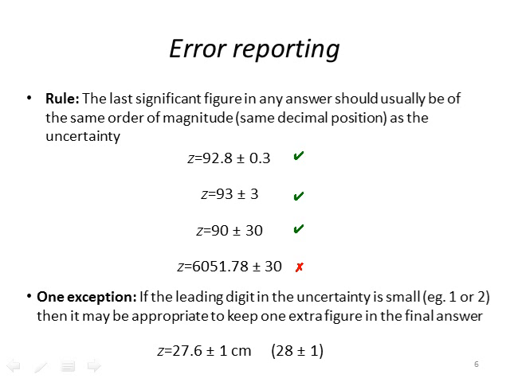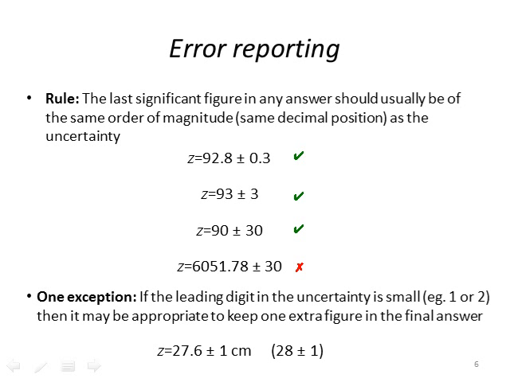So, a rule: the last significant figure in any answer should usually be of the same order of magnitude, for example the same decimal position, as the uncertainty. And you can see an example of 4 that demonstrate this concept. The 4th one is definitely not correct because you're saying that the mean that you can estimate with 2 decimal points, but then the uncertainty you can estimate only with 30. There are no decimal points. There's no precision, so this is nonsense.